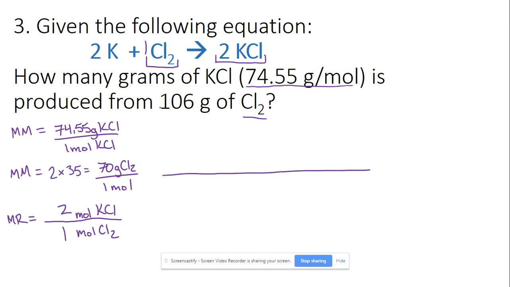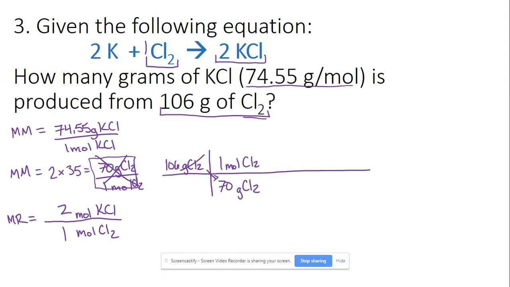Setting up our train tracks, they give us 106 grams of Cl2 to start, so that goes in our first box. Whatever unit is in the top, we can put that same unit in the bottom, grams of Cl2. If we look over on the side, we have grams of Cl2 in our molar mass. 70 goes with grams of Cl2, and whatever is connected with that ratio, the other half of it has to go above it. So we've got to put 1 mole of Cl2 in the top. Our molar mass has been used, so it's done. Our grams of Cl2 cancel out, and we're left with moles.